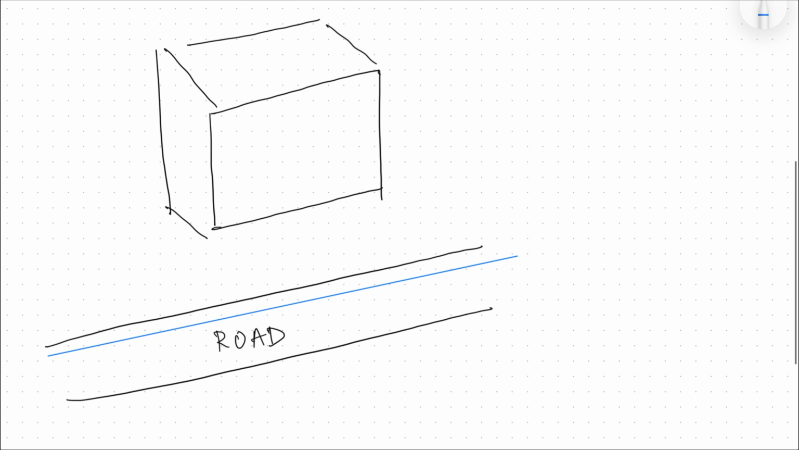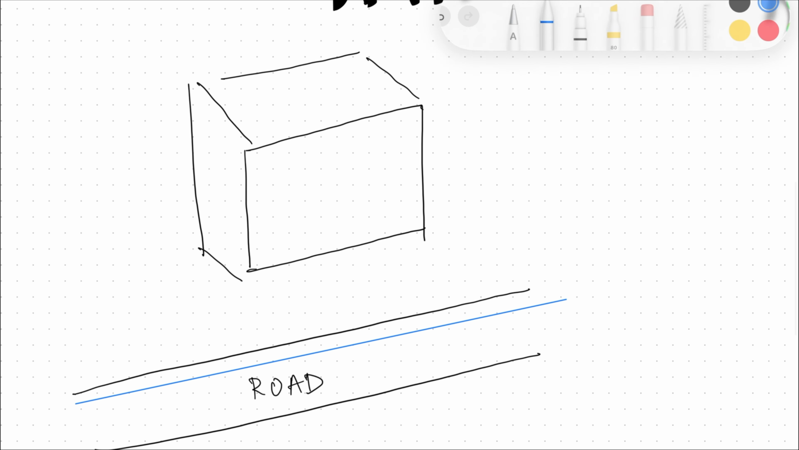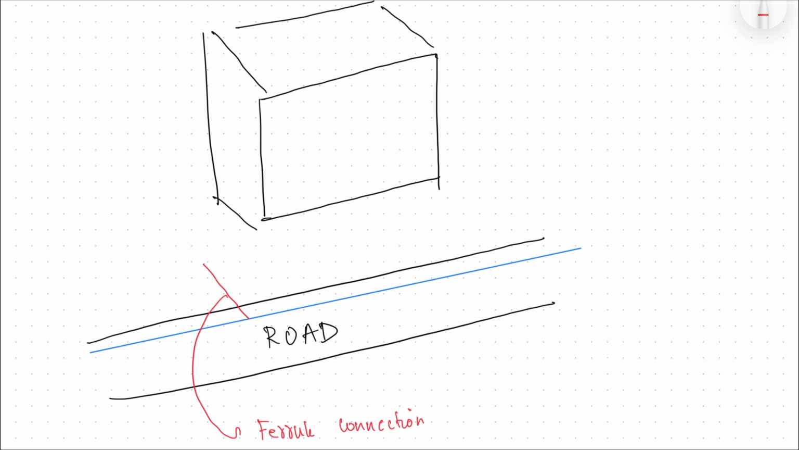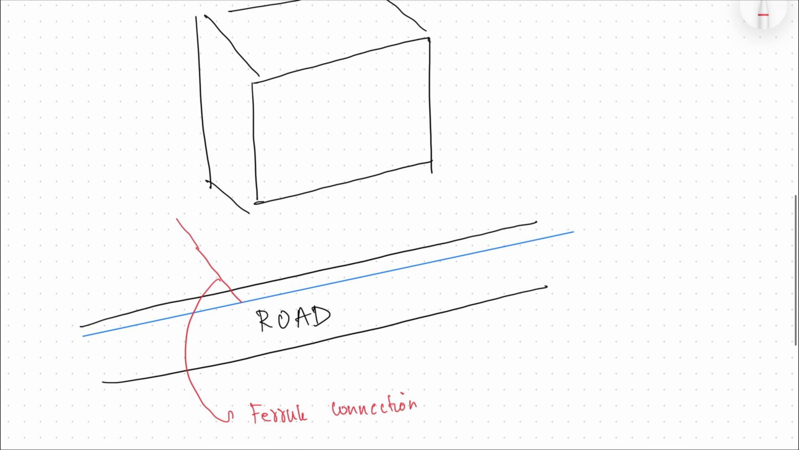Okay, so from this road, we'll take connection from it, which is called the ferrule connection. Ferrule is like a fixture that is made of copper, which is laid onto the municipal water supply lines, and it helps in taking water to your building. Okay, so you have your ferrule connection, and you take the water pipes, and these are known as service lines.